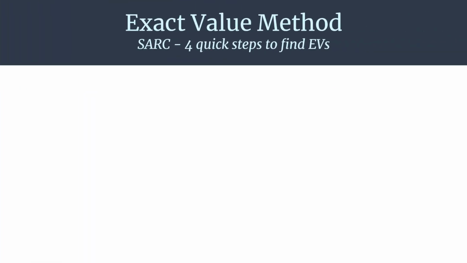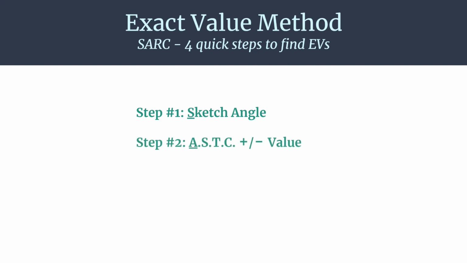So here's the method. It's SARC, S.A.R.C, and this will help you find exact values in 4 quick steps. So here they are. Step 1, we'll sketch our angle, specifically the terminal side. Step 2, we'll think A.S.T.C, and that's our acronym to decide which trig functions are positive in each quadrant. So that'll help us determine if we should have a positive or negative sign for our answer.